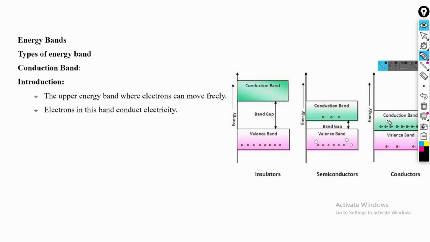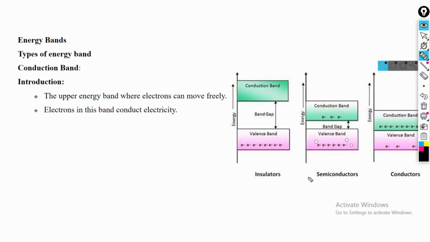So in the conductor, there is a large number of free electrons available for the conduction of electricity and heat. The electrons present in the conduction band are responsible for the conduction of heat and electricity. So in the conductor, a large number of free electrons is present in the conduction band, and therefore it is responsible for the conduction of heat and electricity.